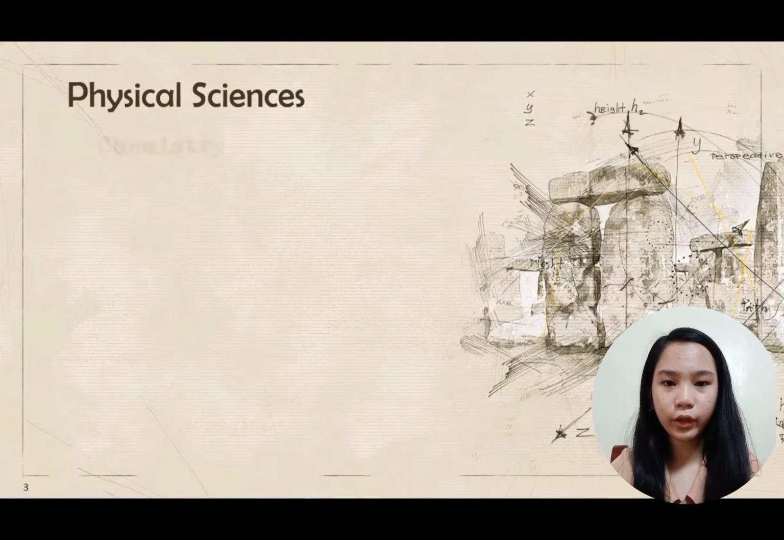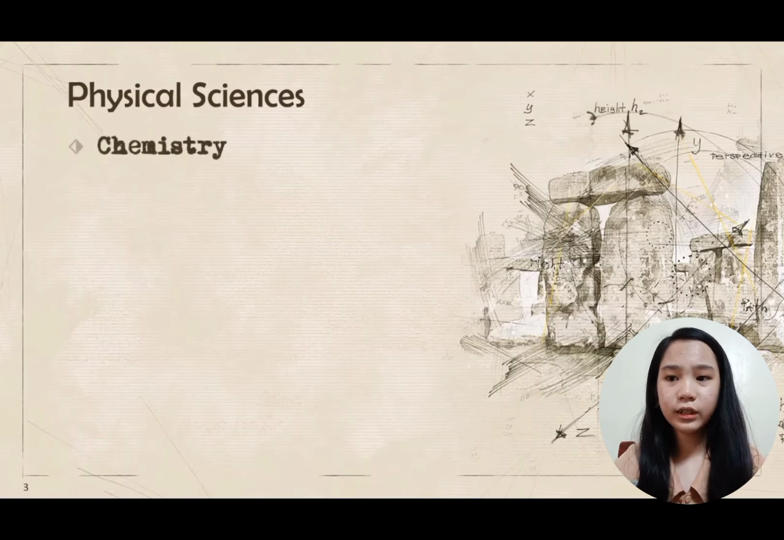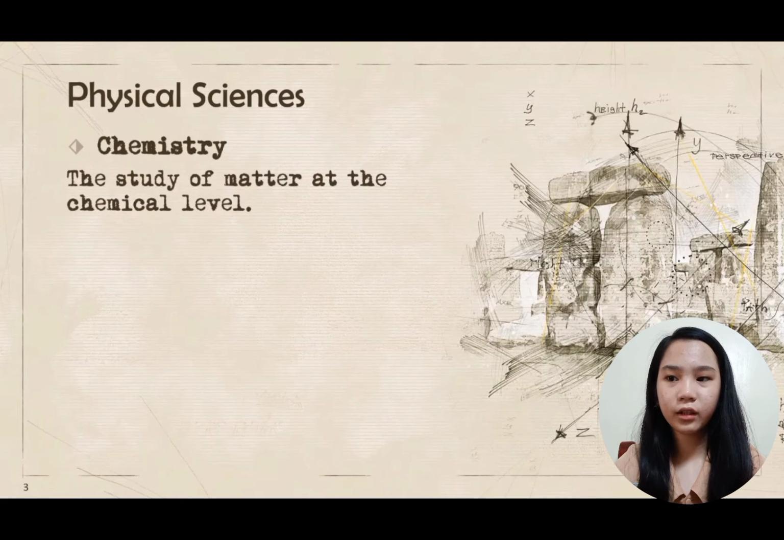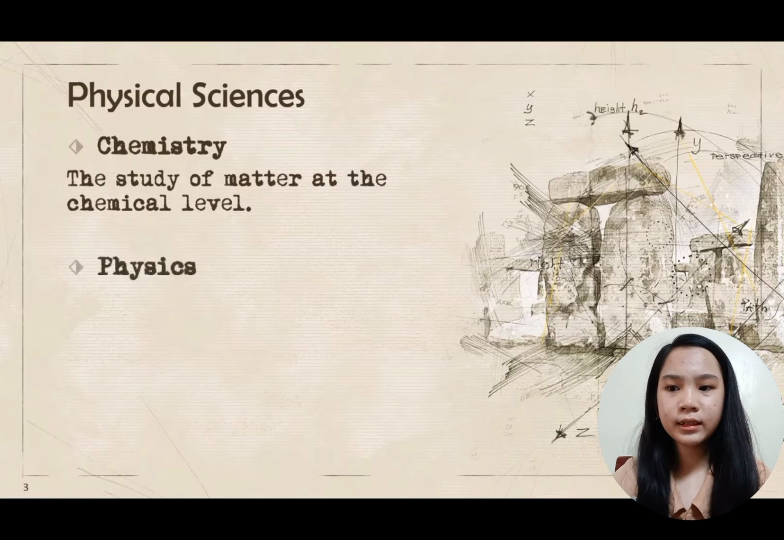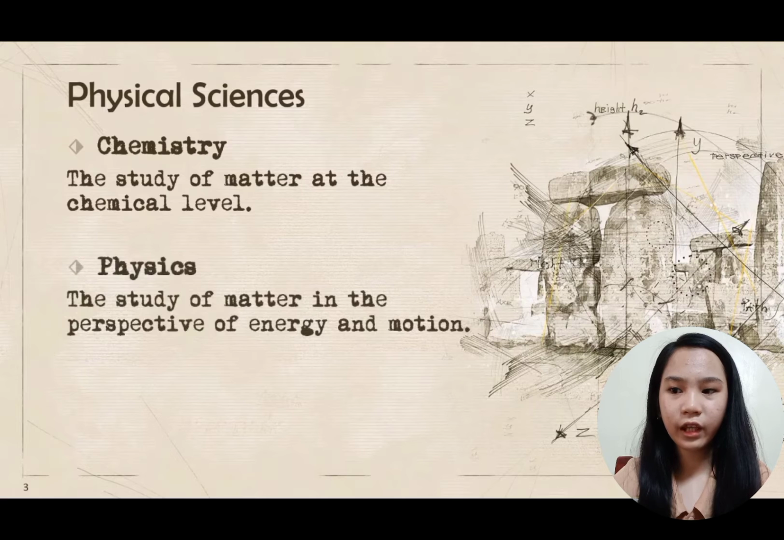First, we have chemistry. Chemistry is the study of matter at the chemical level. It is a study of atoms, molecules, elements, solutions, and substances that are around us. Next is physics. Physics is the study of matter from the perspective of energy and motion. Physics is about everything around us, everything surrounding our physical world.